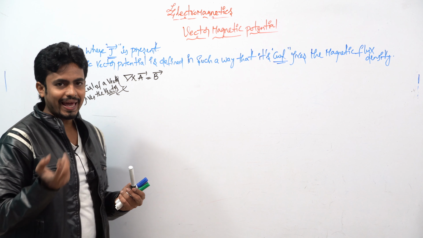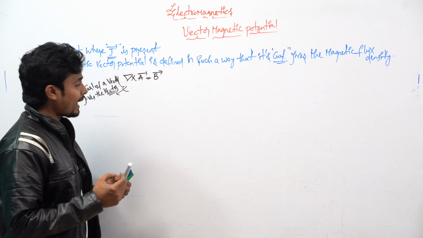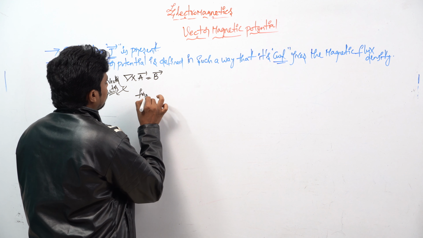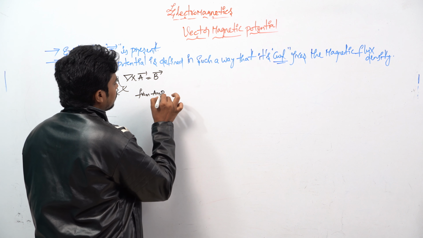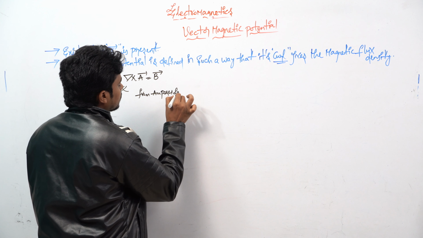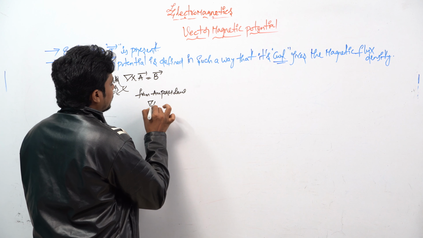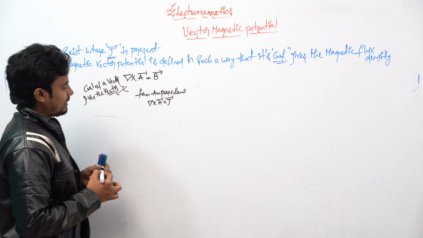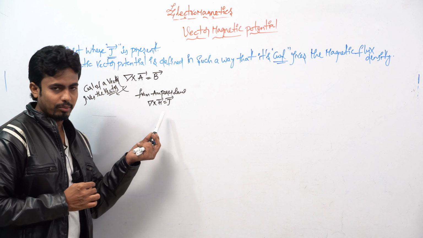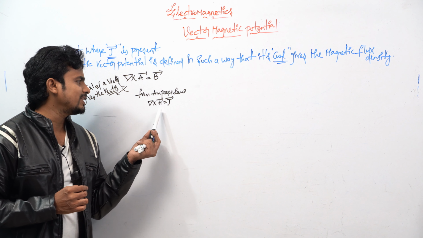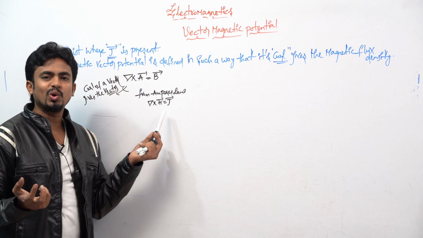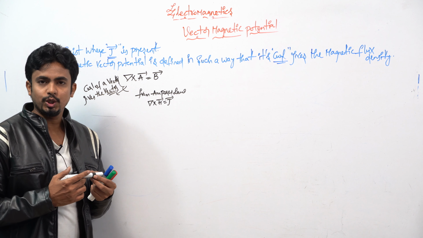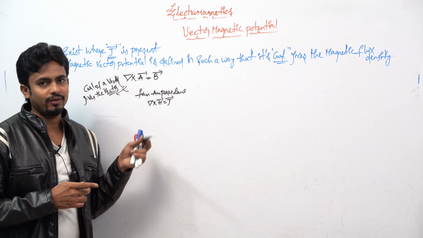Now, what will happen to our Ampere's law? From Ampere's law, del cross H bar is equal to J bar. Del cross H bar is equal to J bar, right? I already proved this. If you don't get this, please watch my Ampere's law video. There you will get to know it very well.